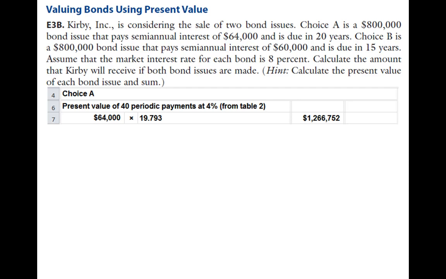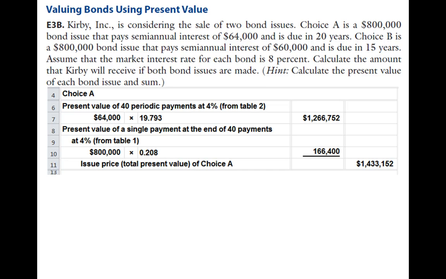The present value of 40 periodic payments at 4% from Table 2 gives us a factor of 19.793. And that's the interest. So we take the $64,000, which is the amount of semi-annual interest. That gives us a present value of $1,266,752.